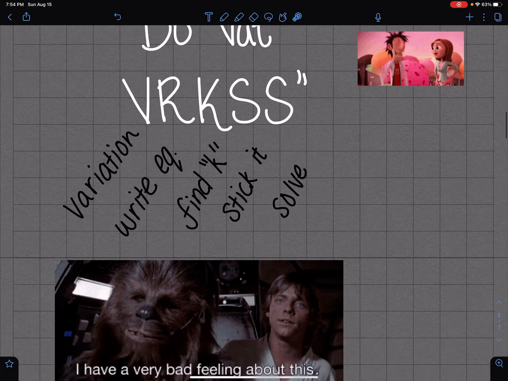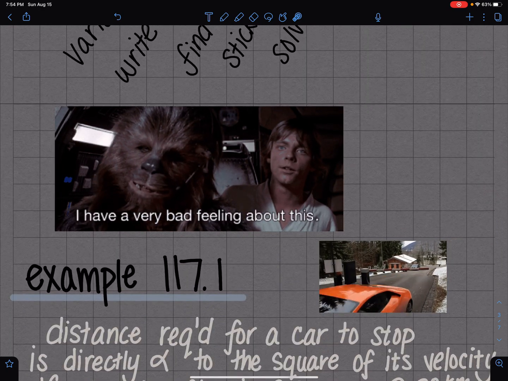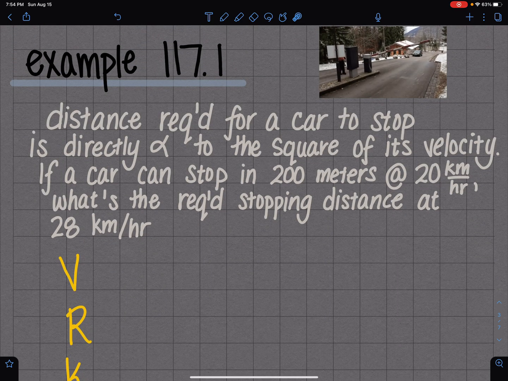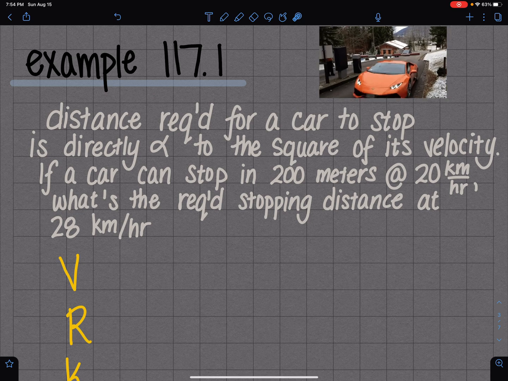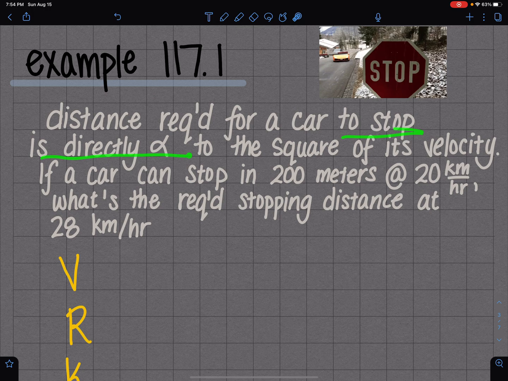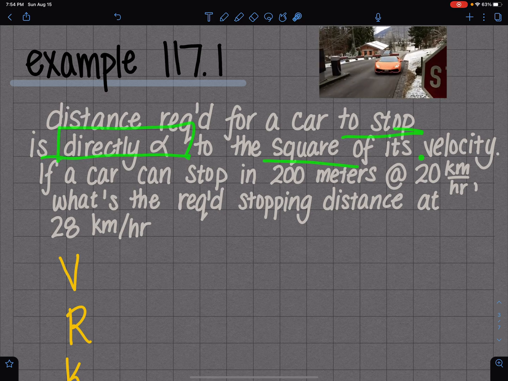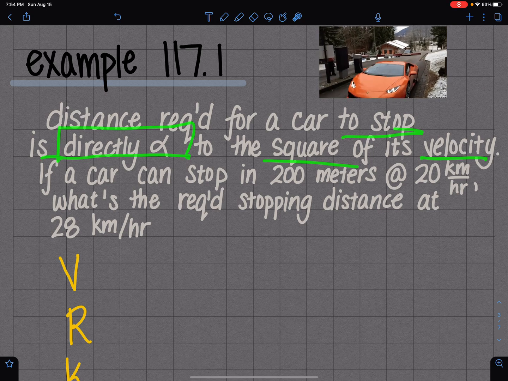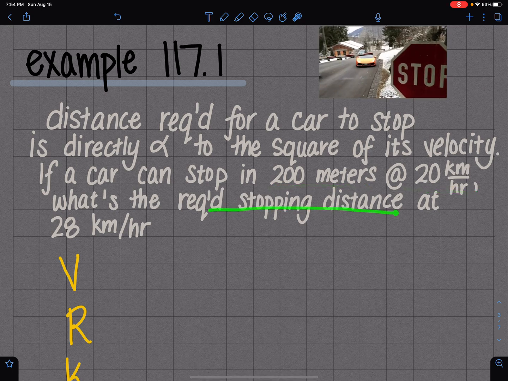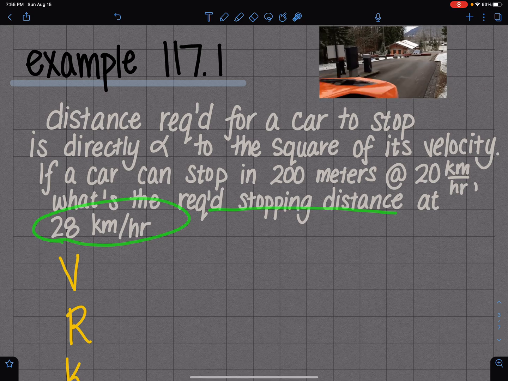Okay, a lot of talking. Let's do an example. You're going to love these examples. It's going to be great. Okay, example 117.1. The distance required for an automobile to stop is directly proportional. So these are your key words that you're dealing with a variation problem. It's directly proportional to the square of its velocity. If a car can stop in 200 meters when it's going 20 kilometers an hour, what's going to be the required stopping distance when it's going 28 kilometers an hour?